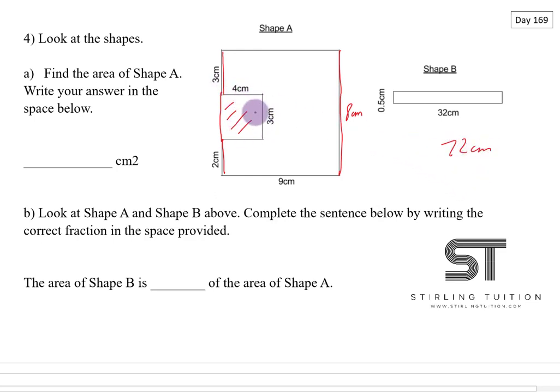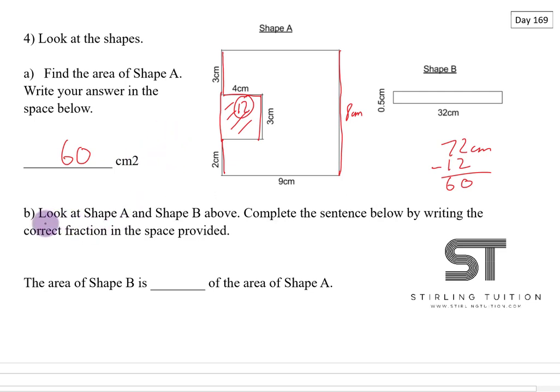Now we need to work out just the area of the bit that we don't need, so we'll do 4 times 3, which is 12. And then we'll just subtract it, because that's the bit we don't need from this shape. So 2 take away 2 is nothing, 7 take away 1 is 6. So this will be 60 centimeter squares.